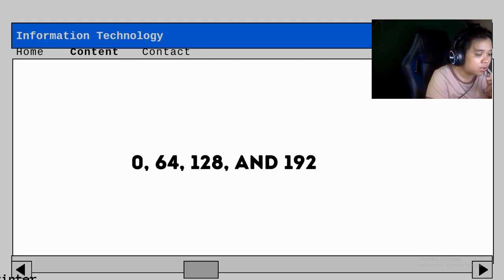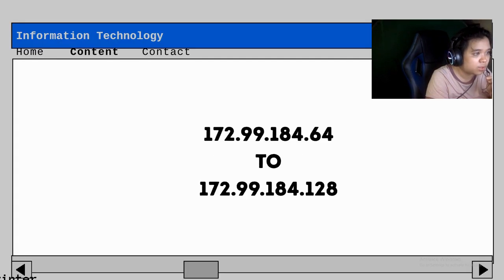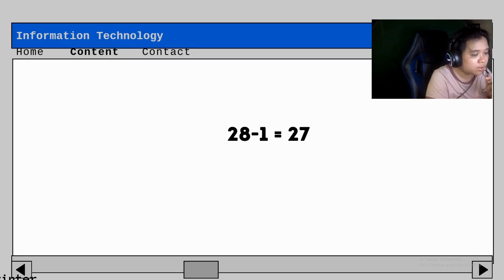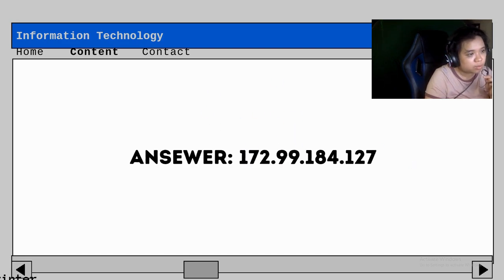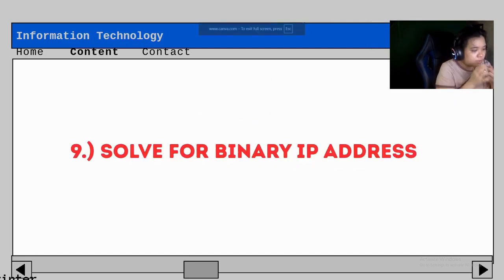Since our network starts at 172.99.184.64, the next subnet begins at 172.99.184.128. The broadcast address is always the last IP address before the next subnet, so we subtract 1 from 172.99.184.128, giving us 172.99.184.127. Therefore, the broadcast address is 172.99.184.127.